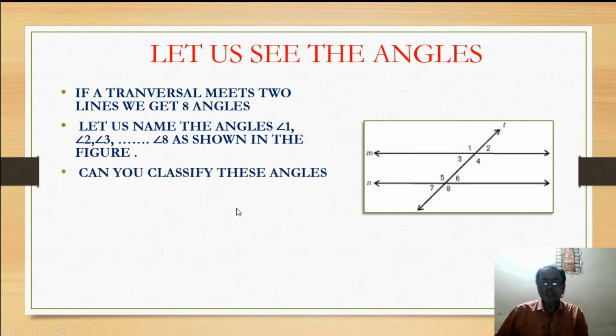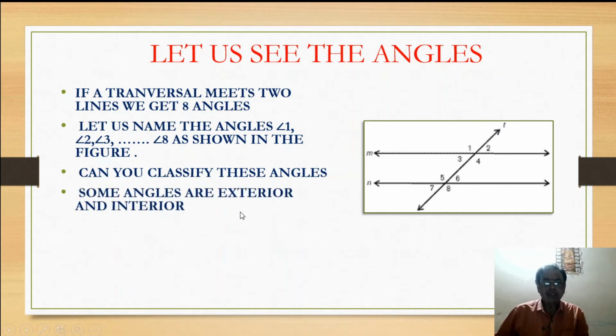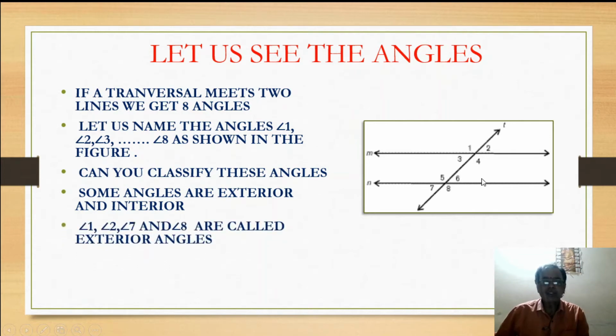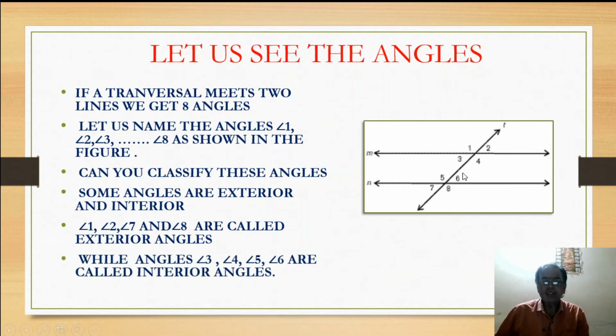Now can you classify these angles? Yes, we can. Some angles are exterior: 1, 2, 7, 8. And some are interior: 3, 4, 5, 6. Now here angle 1, angle 2, angle 7, angle 8 are called exterior angles. So from this figure we have to classify the angles in this way. Now while angle 3, angle 4, angle 5, angle 6 are called interior angles.